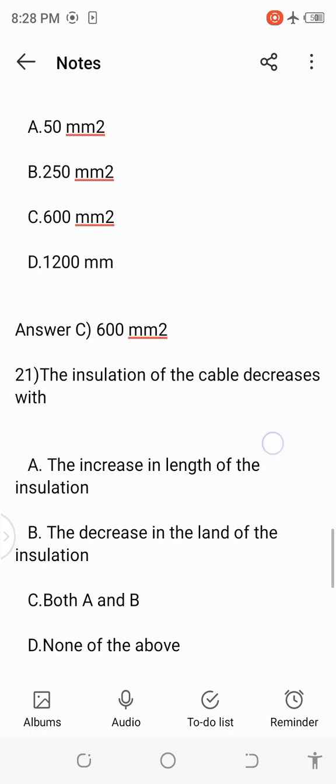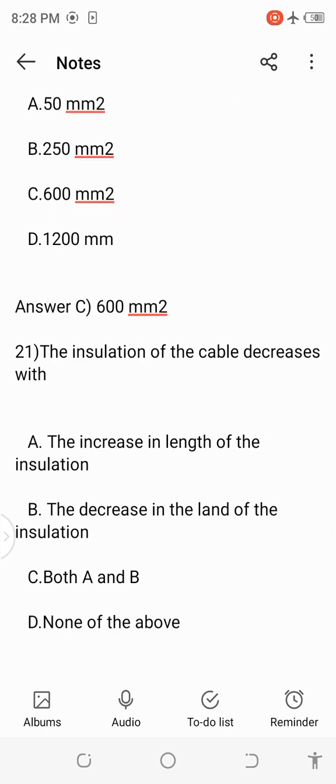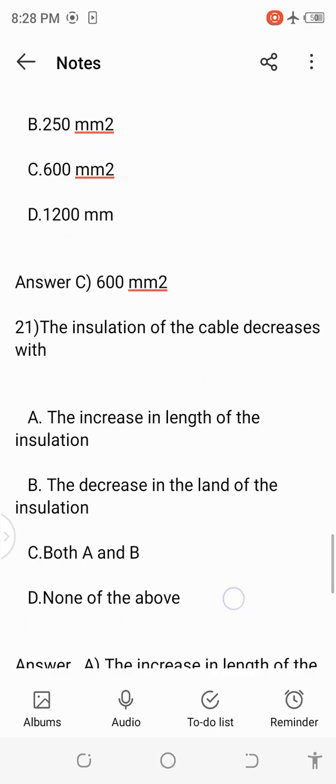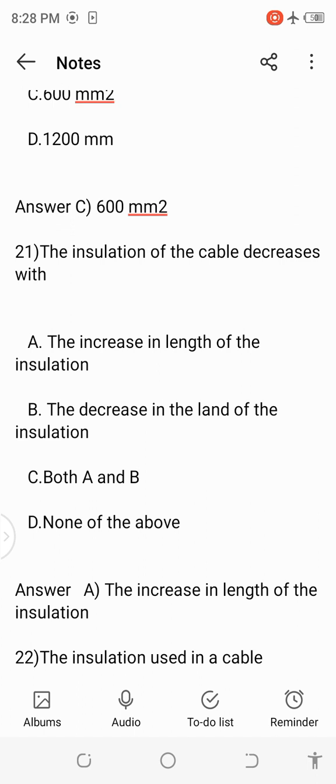21. The insulation resistance of the cable decreases with: A. The increase in length of the insulation. B. The decrease in the length of the insulation. C. Both A and B. D. None of the above. Answer: A. The increase in length of the insulation.